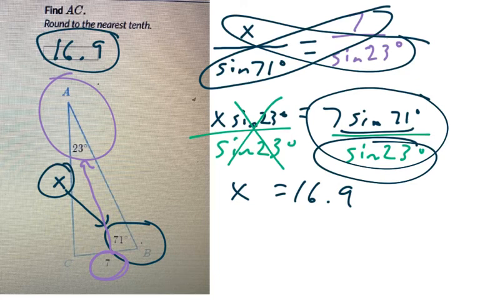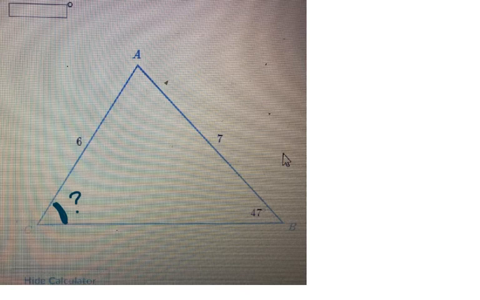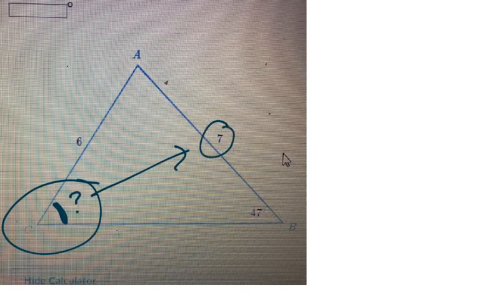All right, let's do one more. This time we're missing angle C. It is opposite with the 7. So I know 7 goes with the sine of its opposite angle, which is C.